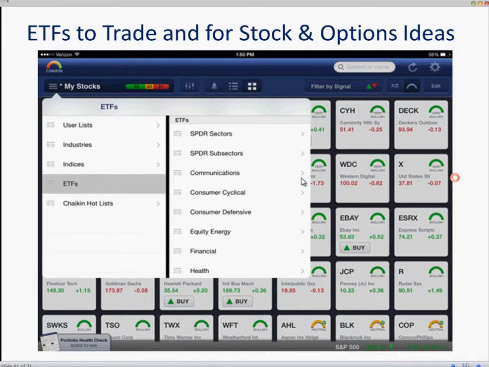So, how does Chaikin help you sift through all these ETFs that are out there? Well, we have a wonderful navigation bar with user lists, industry groups, indices, Chaikin hot lists, but now we're going to look at ETFs. So there's an ETF slice there, and if you press that, we start out by analyzing the 9 sectors in the S&P 500 and then the 20 industry group subsectors. And then, as you'll see, we categorize something nobody else is doing based on their industry group, style, value or growth, market cap, and keep your eye on health. First thing we're going to do is tap on Spider sector.